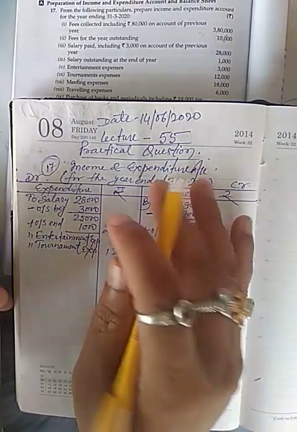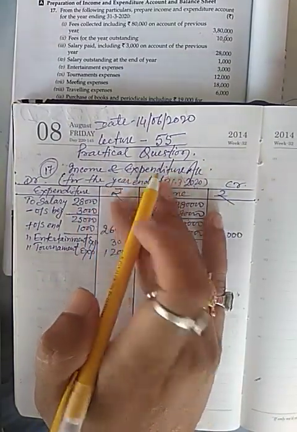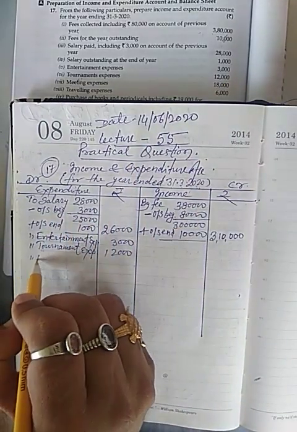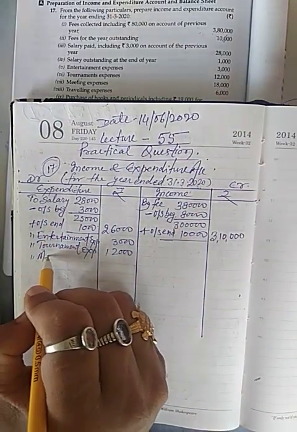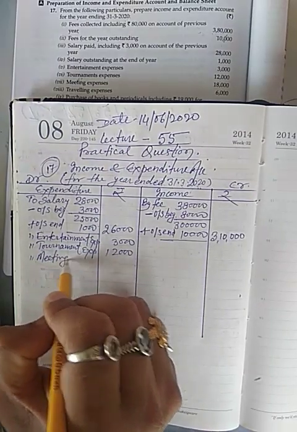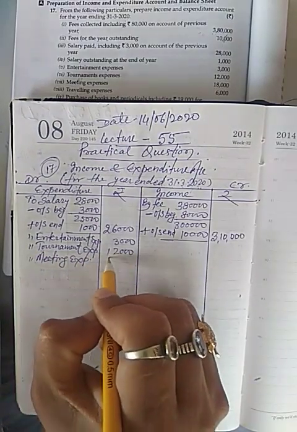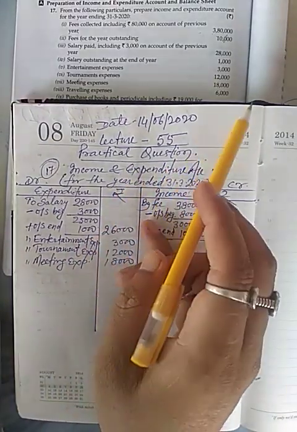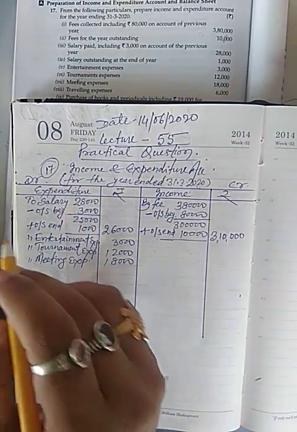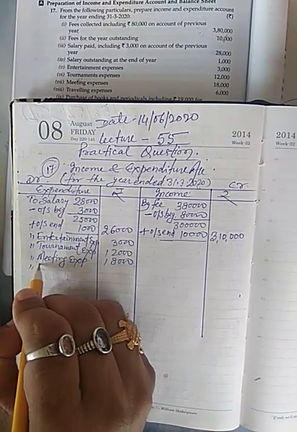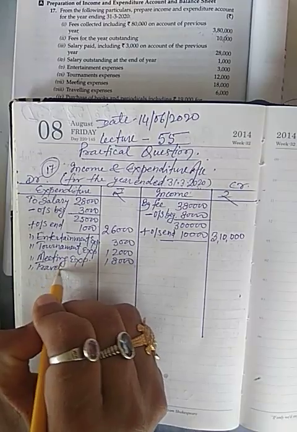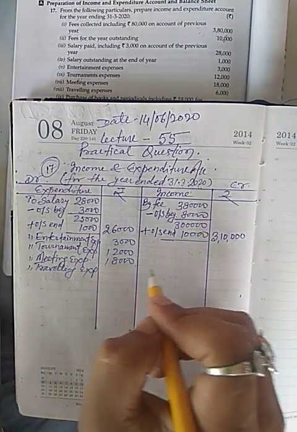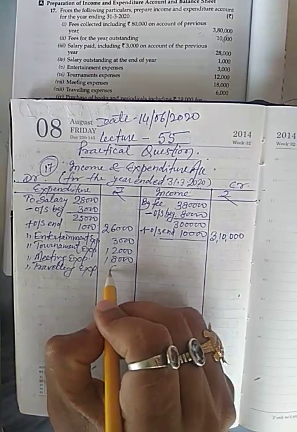Now meeting expenses is also given 18,000. So on the debit side meeting expenses will be 18,000. Now traveling expenses is given 6,000. So traveling expenses 6,000.